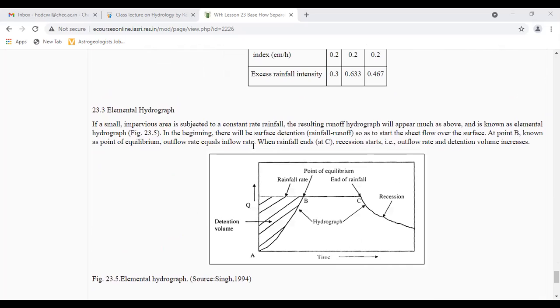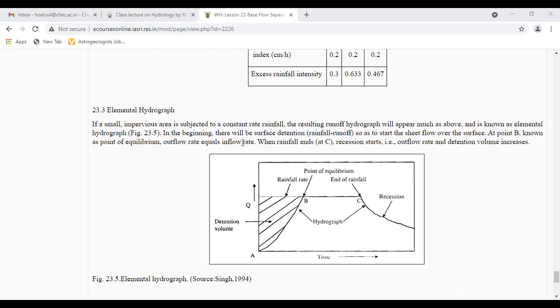And also, guys, the elemental hydrograph. If a small impervious area is subjected to a constant rate of rainfall, the resulting runoff hydrograph will appear much as above and is known as the elemental hydrograph.